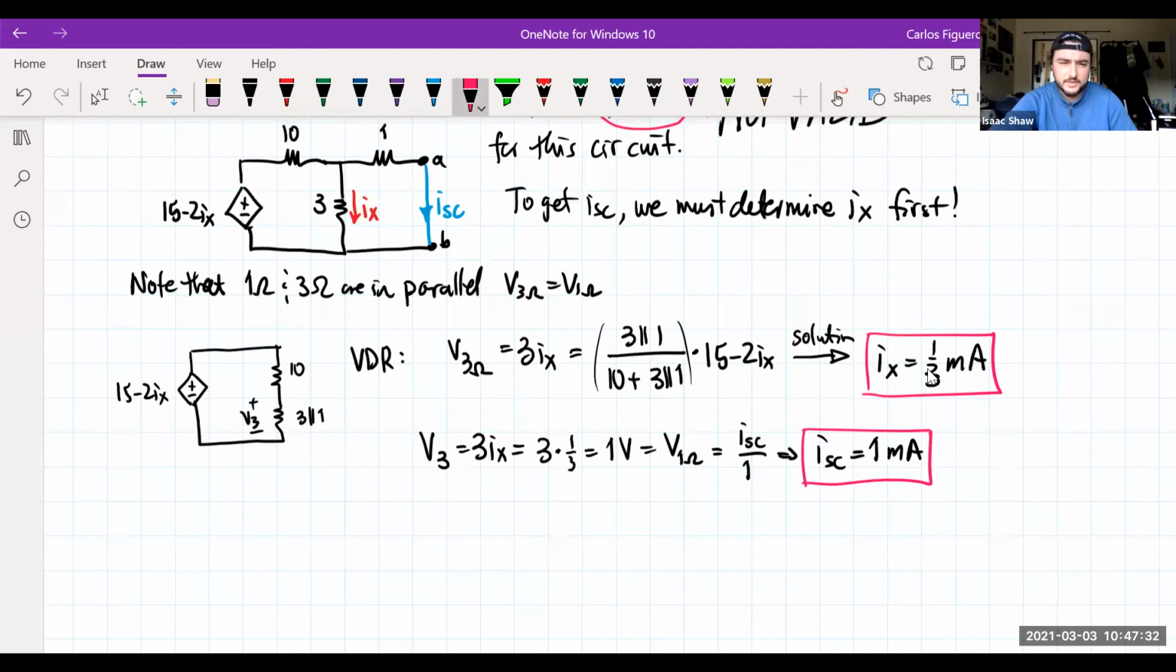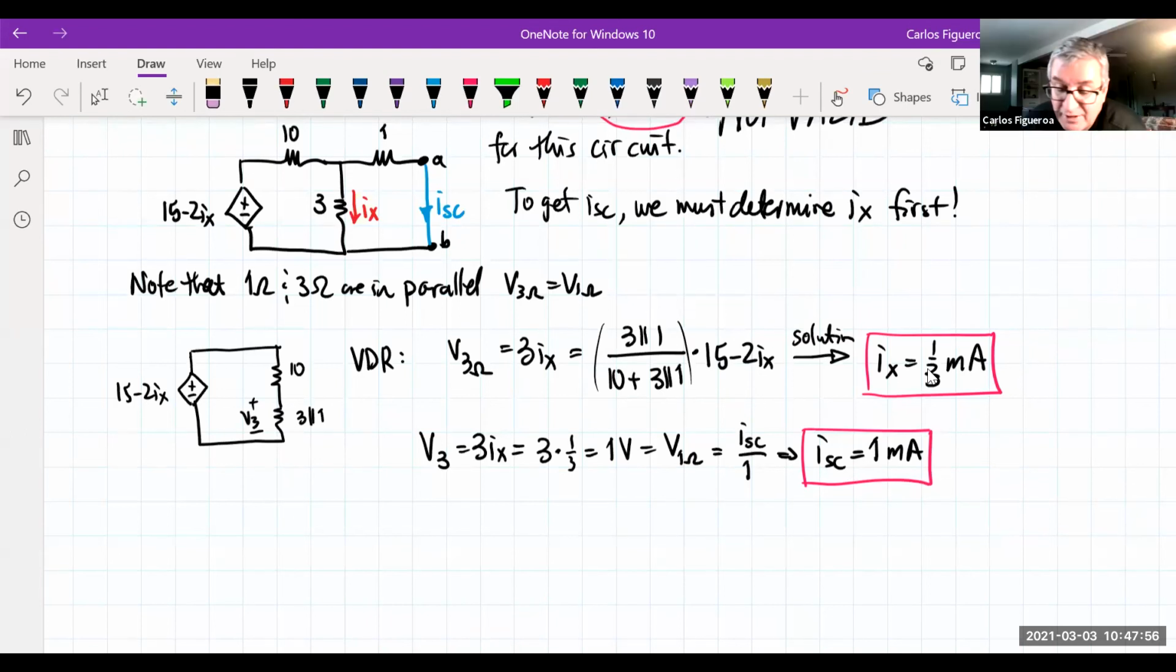Is there supposed to be in the equation just above that where it says V3 ohms equals 3Ix? Is that supposed to be an equals after that? Because we're bringing in the 10. Where are you bringing in the 10? Yeah, in the denominator. Okay. Right? Because I'm just using voltage divider rule. Oh, okay, I got you.